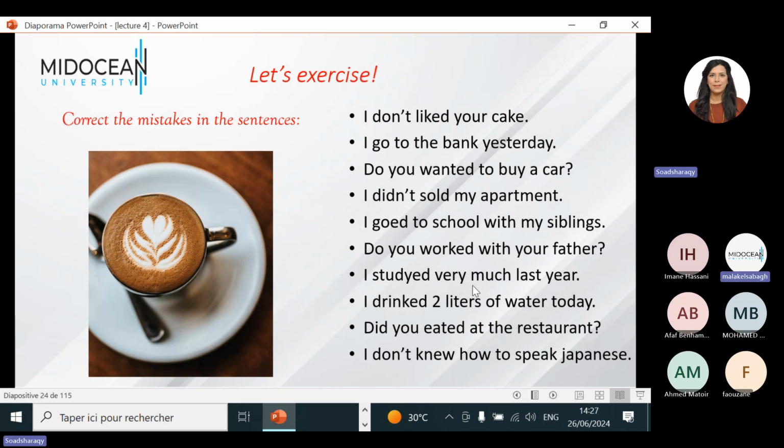Of course, put the verbs in the simple past tense, okay? Correct the mistakes. Okay, let's try Fauzan. Fauzan. Yes. Okay. Welcome. Question.